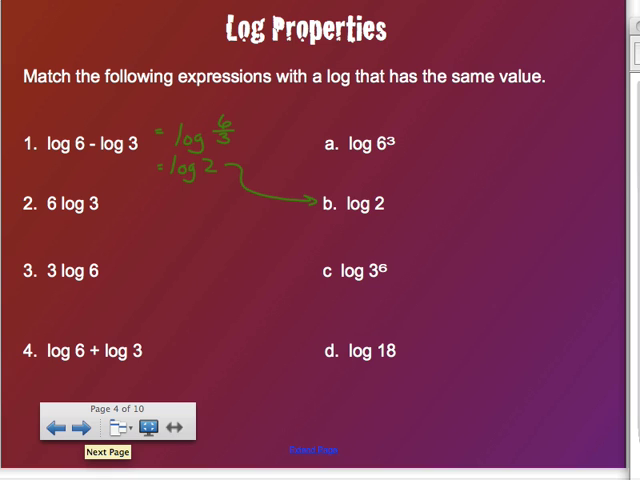Let's try number 2. You see out front there I have a 6 and I have a log 3. So if I put it back together, I know this number really came from being the power, and I'm really looking at the power property.